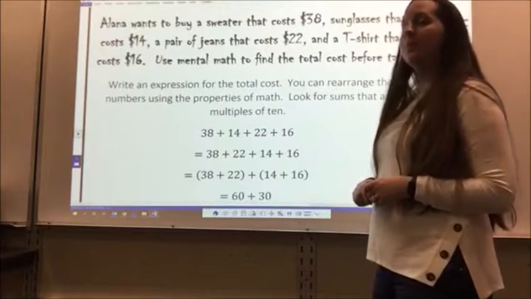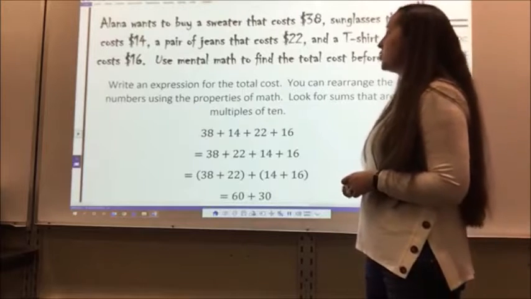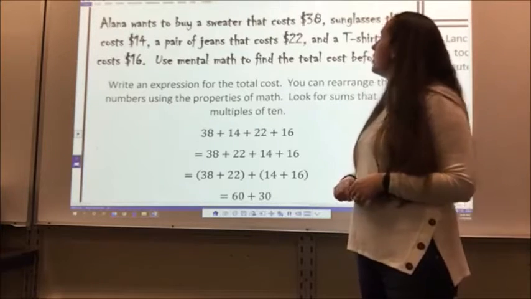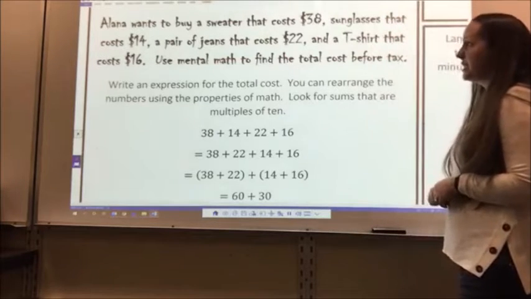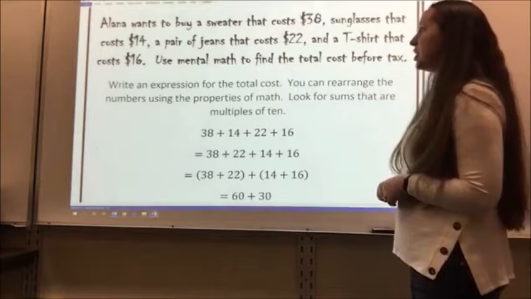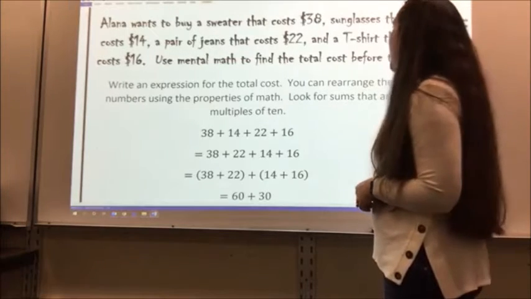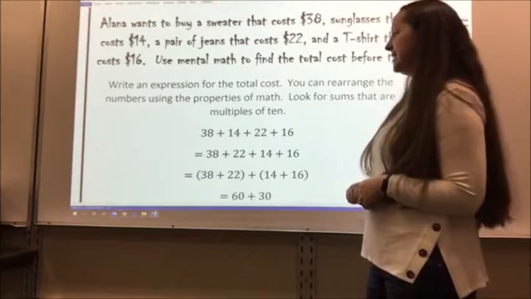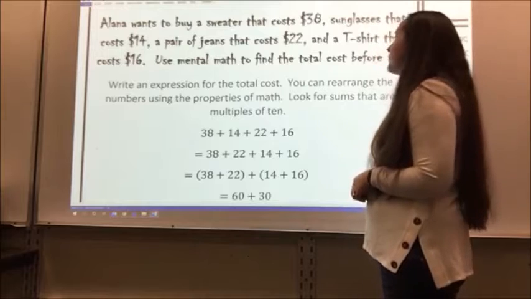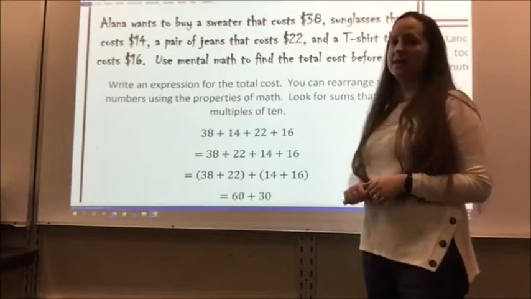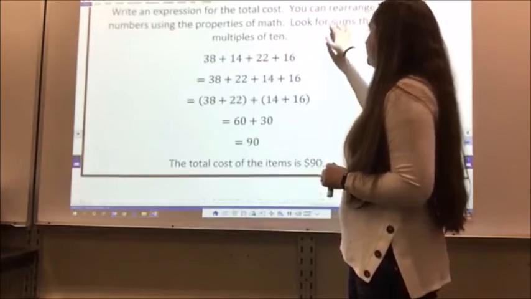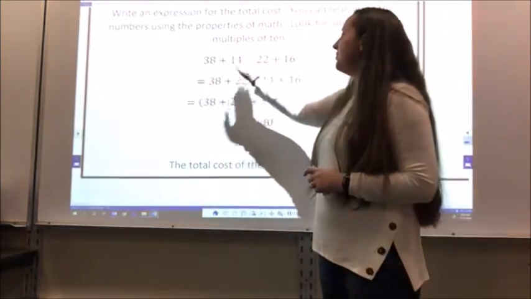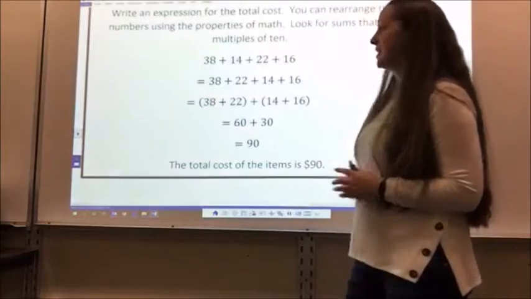My third example says, Alana wants to buy a sweater that costs $38, sunglasses that cost $14, a pair of jeans that cost $22, and a t-shirt that costs $16. Use mental math to find the total cost before tax. So I'm going to write this out. I write my expression out. 38 plus 14 plus 22 plus 16.